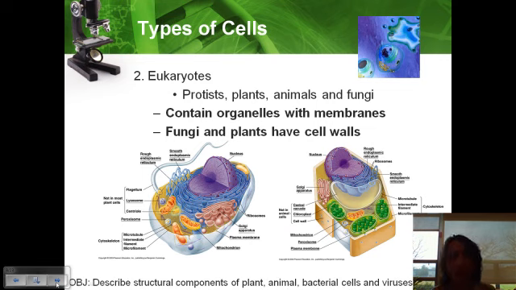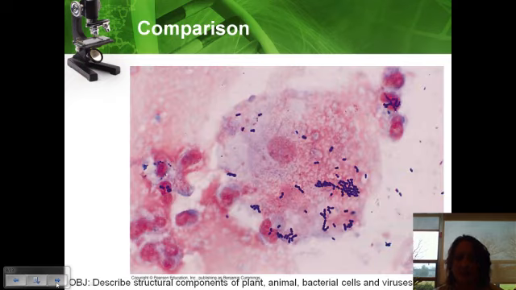Eukaryotes include all the other groups of organisms. So protists, which are unicellular small organisms, plants, which you know, animals, which you know, and fungi. We've worked a little bit with fungi, with yeast, mushrooms, and so on. Those are all eukaryotes. They all have organelles, and those organelles have membranes around them. And the fungi and the plants also have cell walls. Not the same kind of cell wall as a bacteria, but they have cell walls as well.